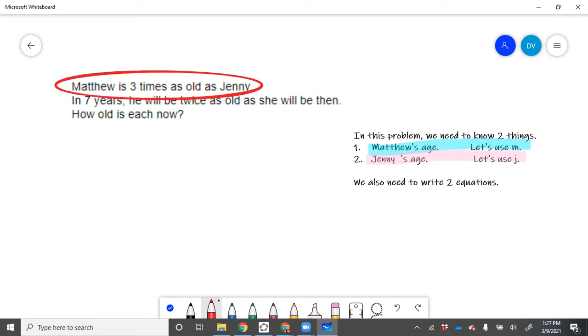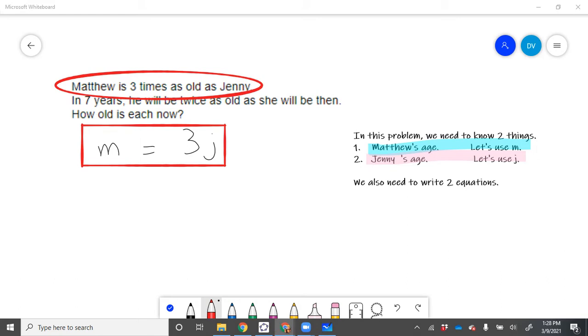Matthew is 3 times Jenny, or 3 times age. So that sentence, we'll translate that as Matthew is, how would we write 3 times as old as Jenny? Would it be 3 plus J or 3 times J? Yeah, very good, 3J. And I'm going to use a box. That'll be our first equation. We'll call it the red equation.